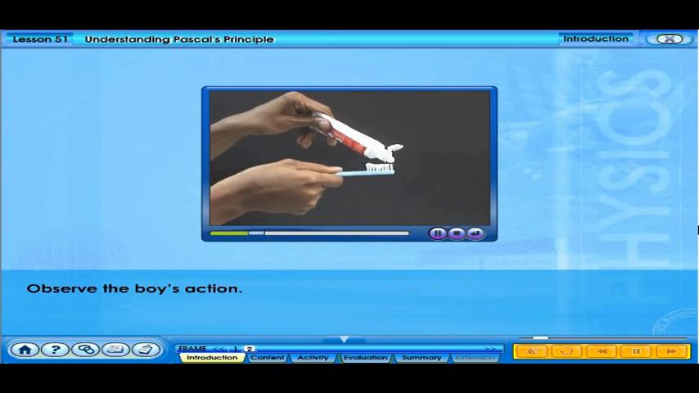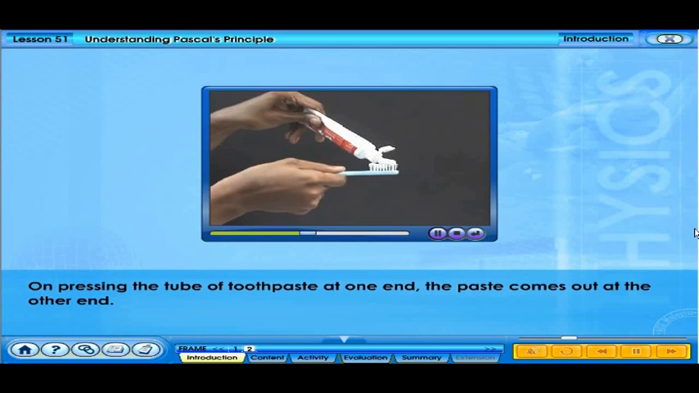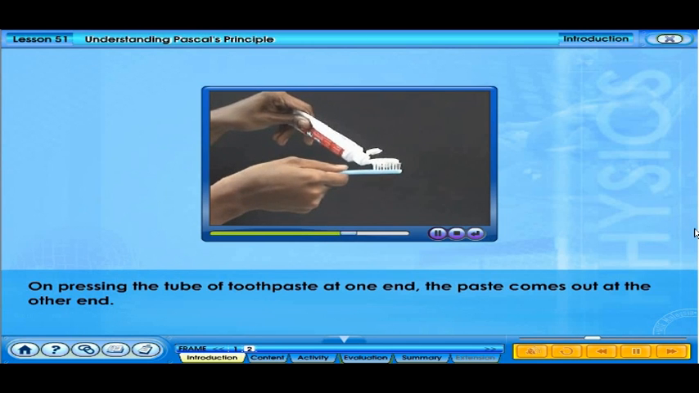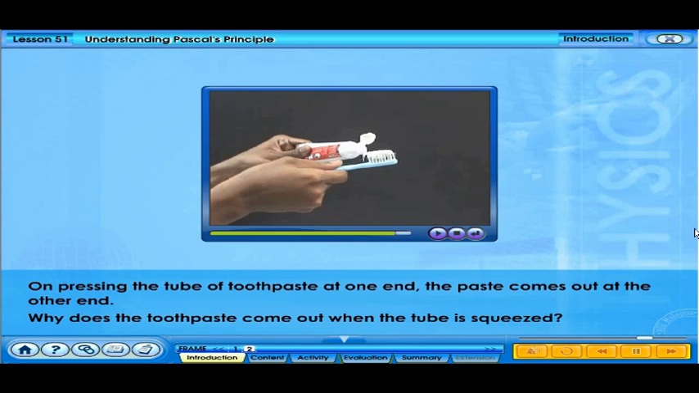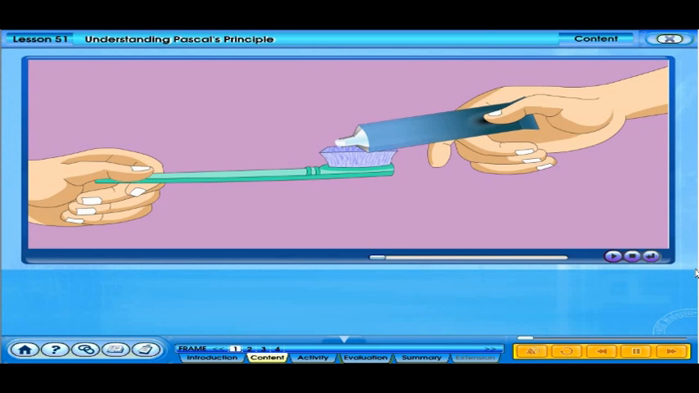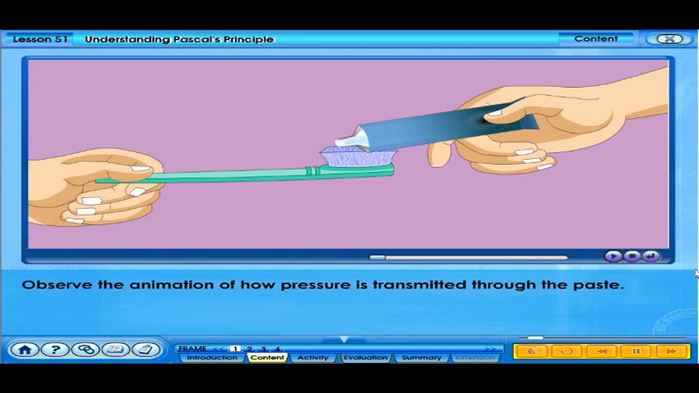Observe the boy's action. On pressing the tube of toothpaste at one end, the paste comes out at the other end. Why does the toothpaste come out when the tube is squeezed? The pressure applied causes the paste to come out at the other end of the tube. Observe the animation of how pressure is transmitted through the paste.